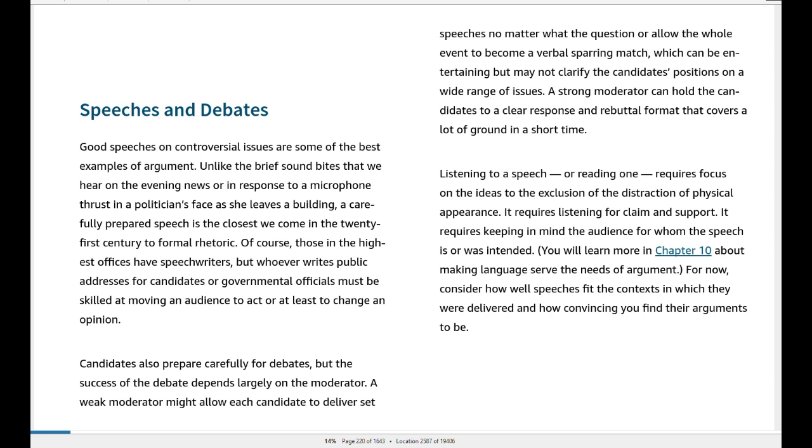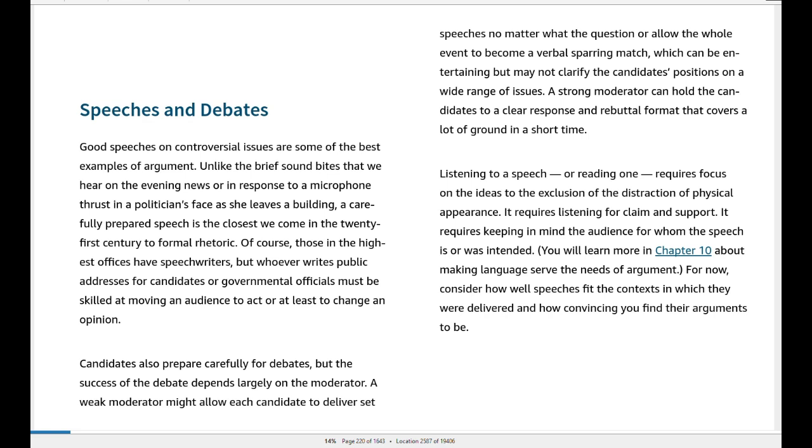Candidates also prepare carefully for debates, but the success of a debate depends largely on the moderator. A weak moderator might allow each candidate to deliver set speeches no matter what the question, or allow a whole event to become a verbal sparring match, which can be entertaining but may not clarify the candidate's positions on a wide range of issues. A strong moderator can hold the candidates to a clear response and rebuttal format that covers a lot of ground in a short time.